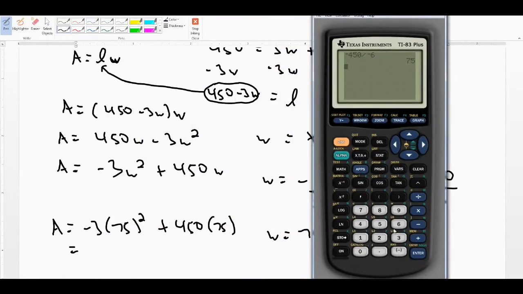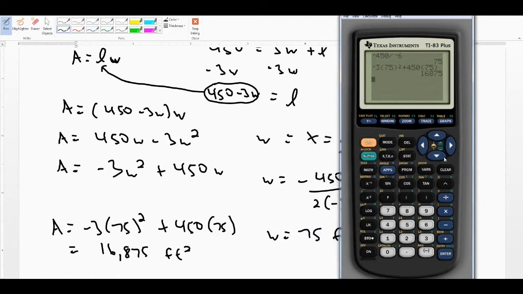So, I'm going to take negative 3, parentheses, 75 squared, plus 450, close, 75, enter. And we get 16,875, and that's square feet.